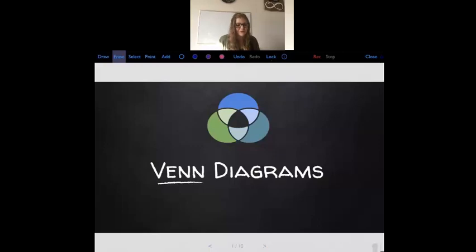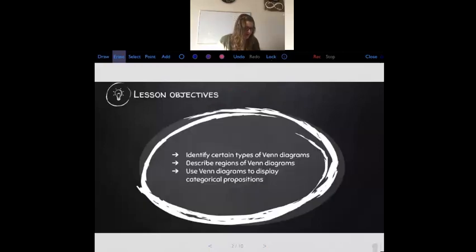In this lesson, we're going to go over Venn diagrams. Specifically, we'll identify the certain types of Venn diagrams, we'll describe regions of Venn diagrams, and we'll also use Venn diagrams to display categorical propositions or statements that we can make from the Venn diagram.